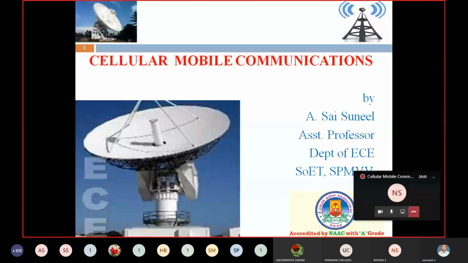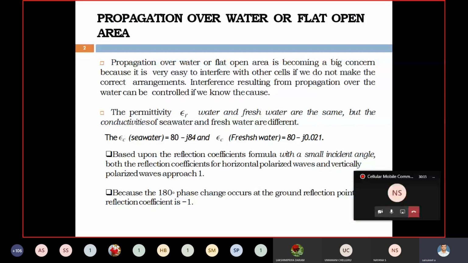The epsilon c for seawater is equal to 80 minus j 4, and for freshwater epsilon c is equal to 80 minus j 0.021. Right. This is about general water: what is meant by fresh water, what is meant by sea water, what about relative permittivity, what about relative conductivity. Now we have discussed general things.